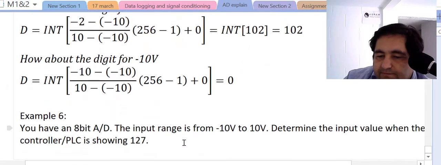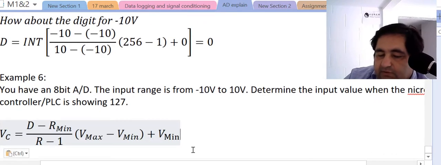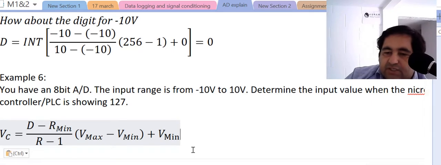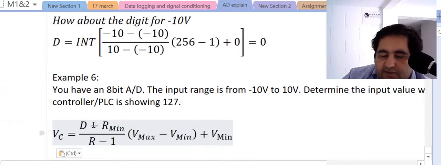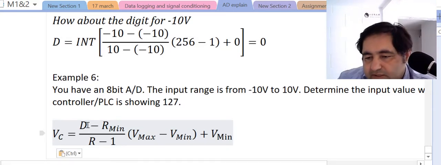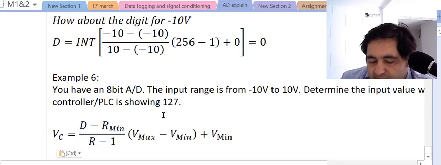So I come here, I need VC, the V calculated, the voltage, which is actually the input voltage when I have the D here. Okay, so how much is the digit? I can see the digit is 127. That's the number that is showing up. Well, obviously I need to first work out the R and R minimum. So again, let me do that.